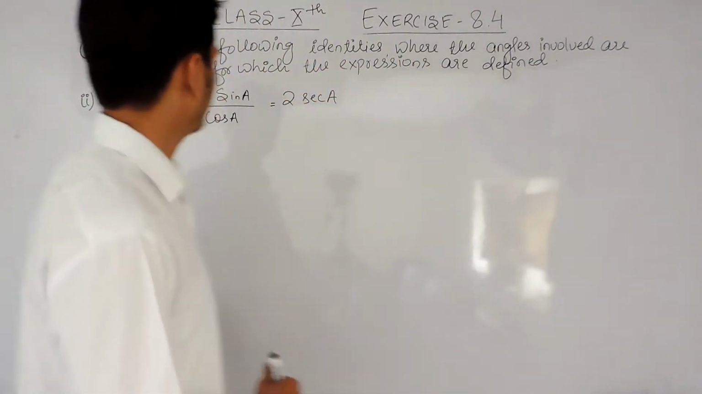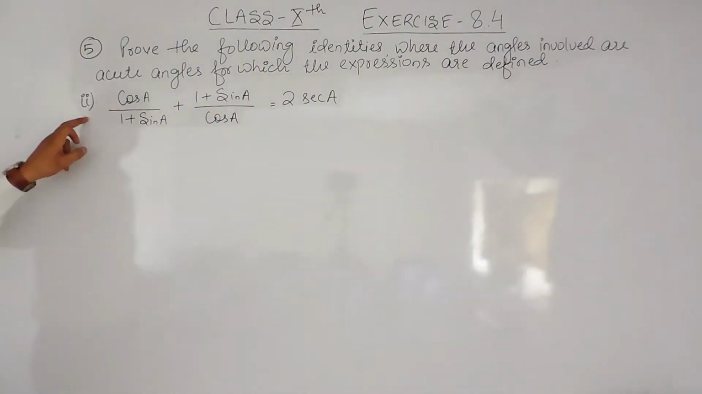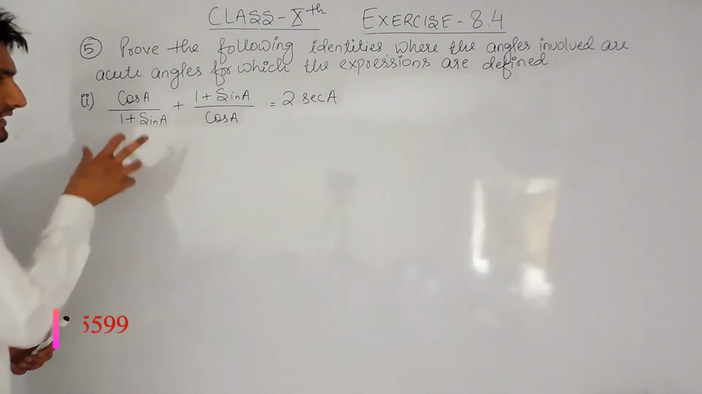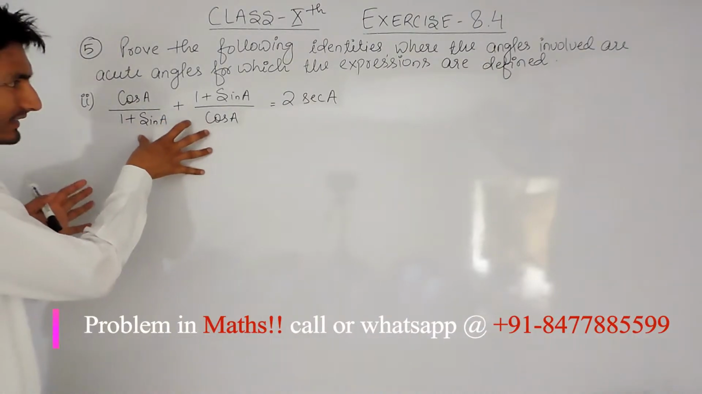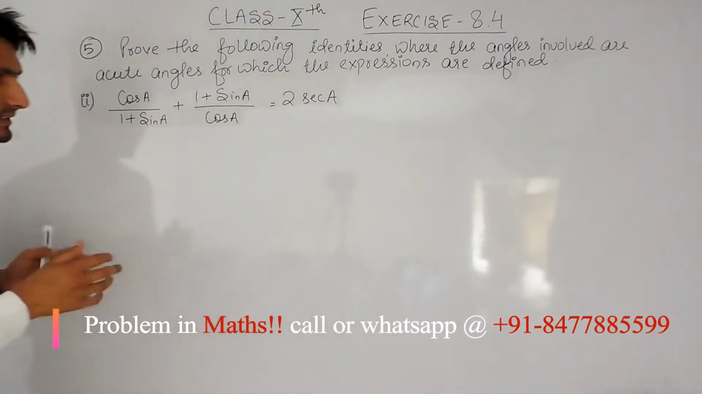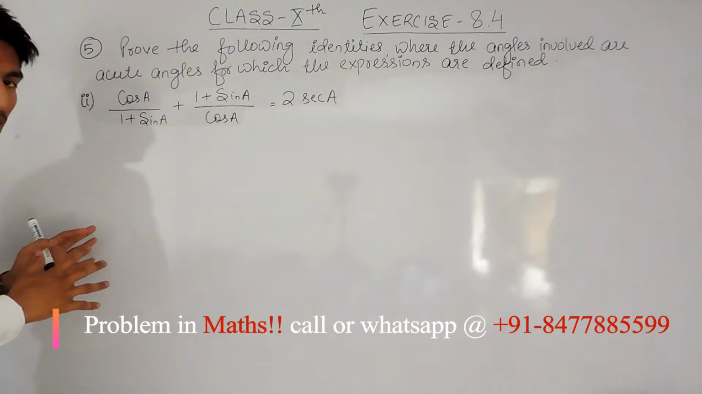In this video, we are going to solve part 2 of question number 5. Again, you have to prove the following identity. So here, basically we have to prove that our right hand side is equal to our left hand side. And this I have already told you in the previous video.